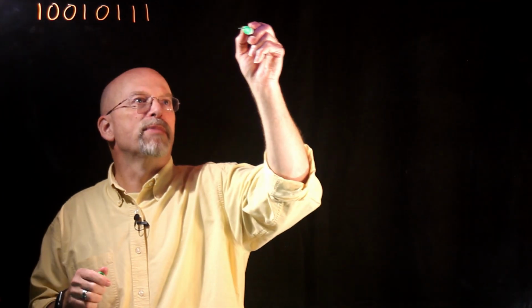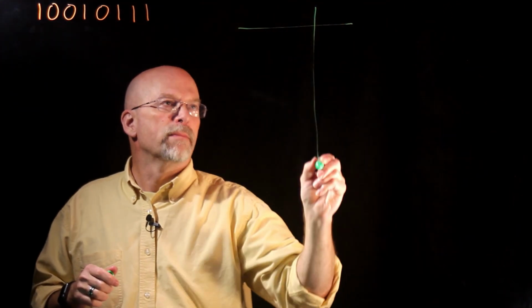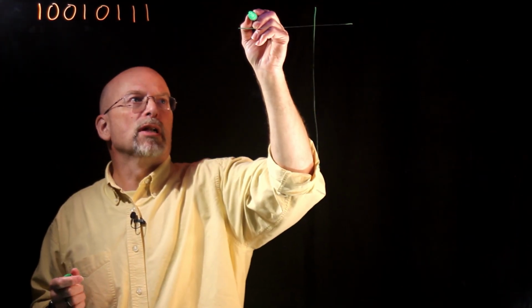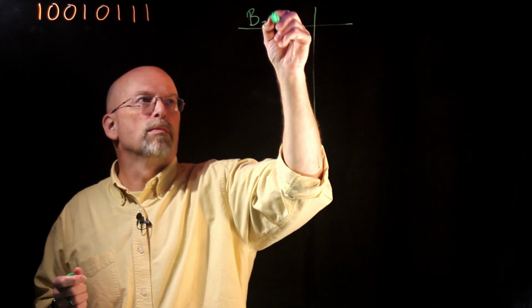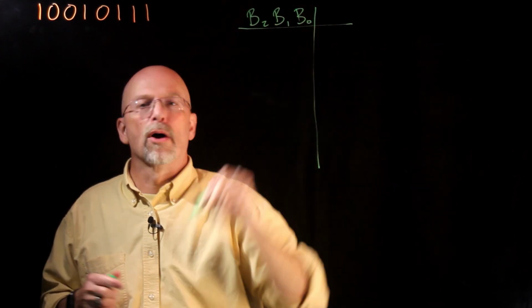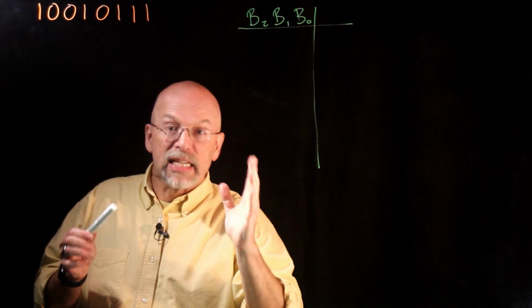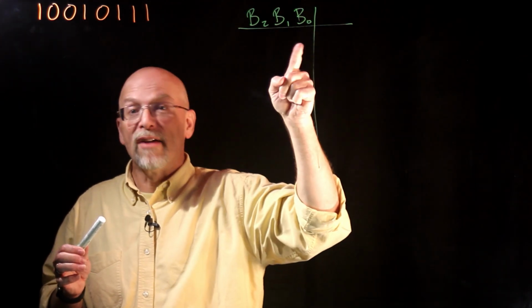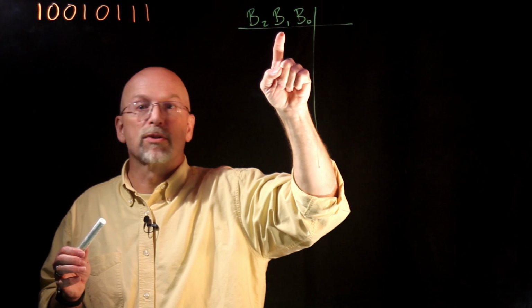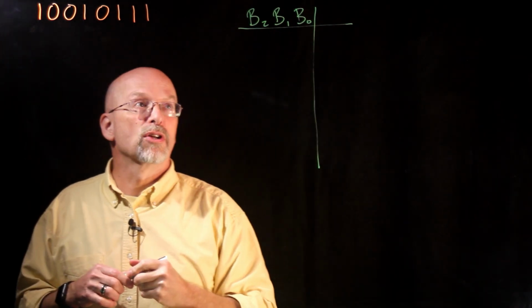Well, let's take a look at this sequence of bits for this sensor. So I've got 3 bits. I'm just going to label them B sub 2, B sub 1, and B sub 0. The 0, 1, and 2 representing the digit position, the 2 to the whatever position. So this is the 2 to the 0 position, 2 to the 1 position, 2 to the 2 position.